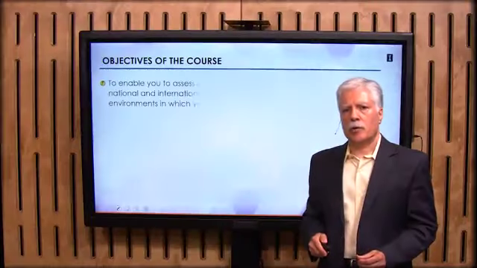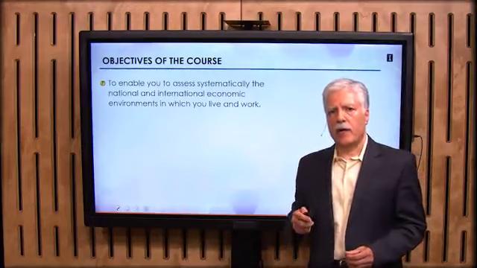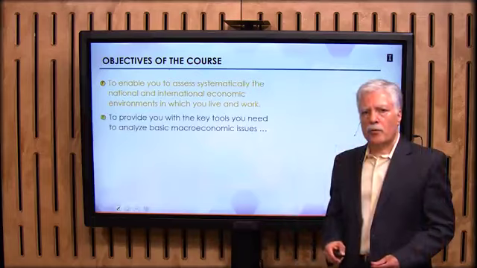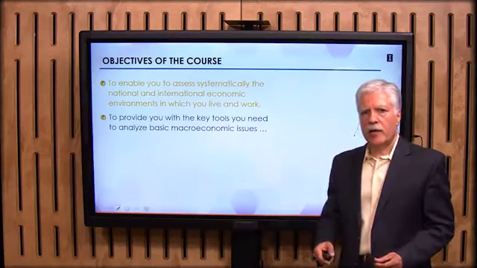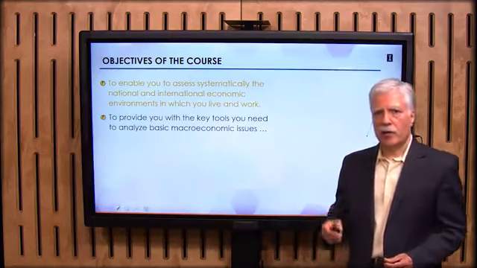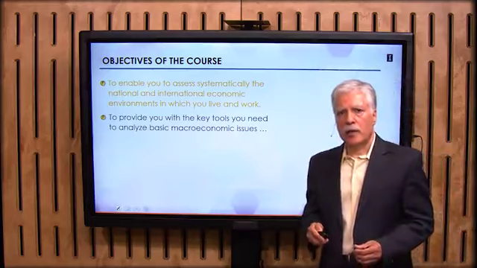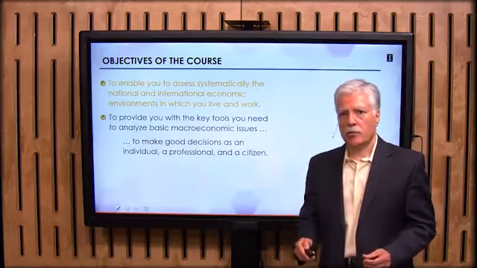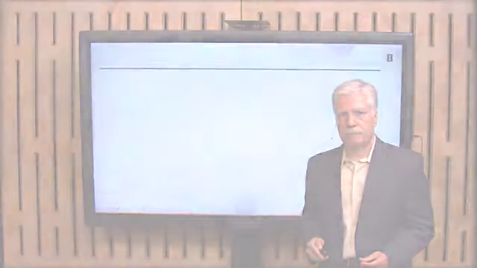The objective of the course is to enable you to better evaluate the macroeconomic condition in which you live and work. The course provides you with some basic tools to carry out some basic analysis of macroeconomic conditions to make better decisions in your personal lives, professional lives, and also public lives as citizens.